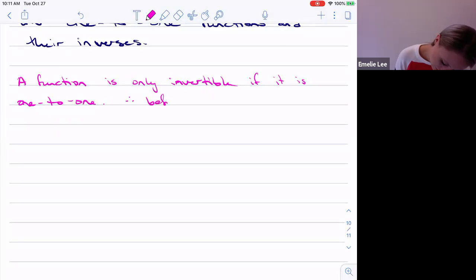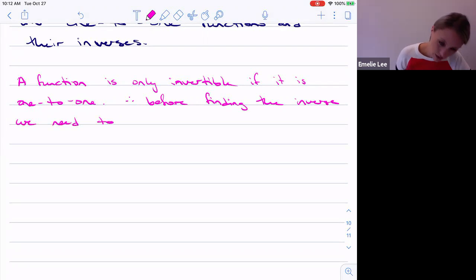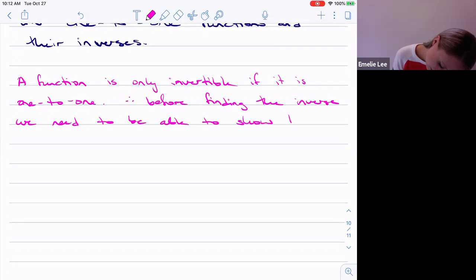Therefore, before finding the inverse, we need to be able to show that a function is one-to-one.